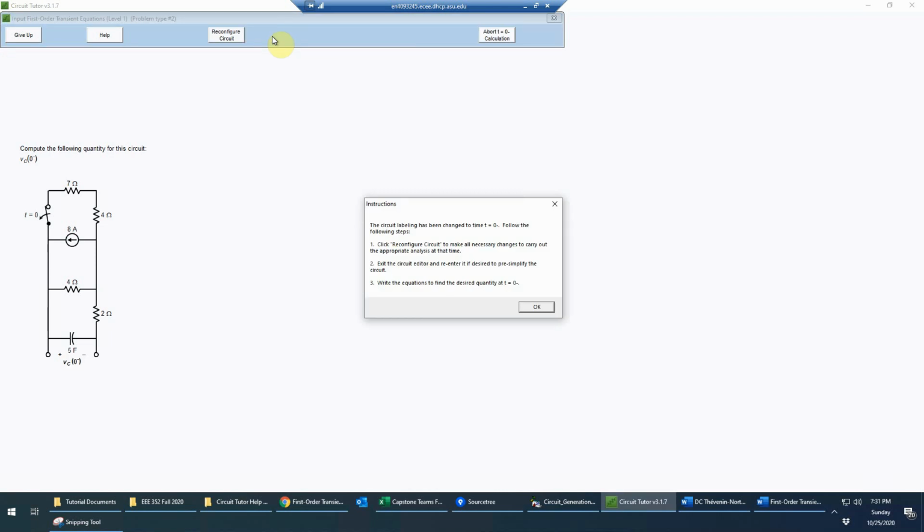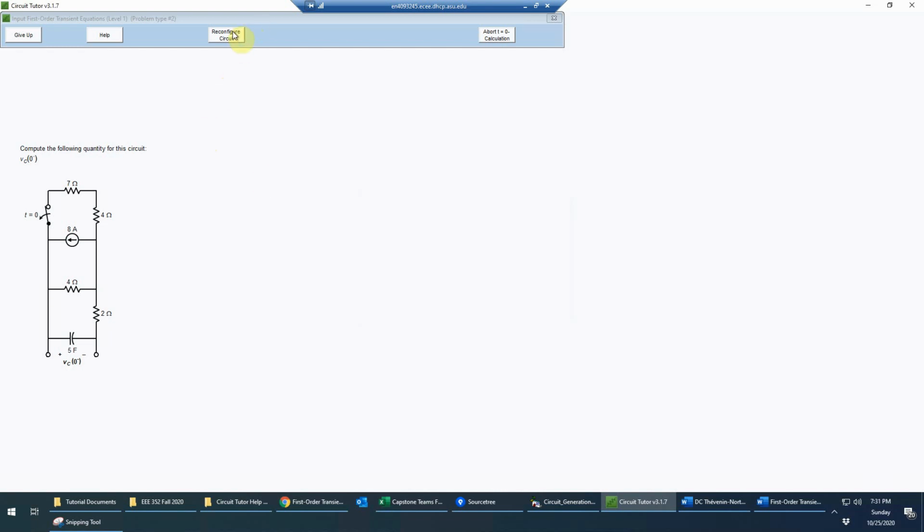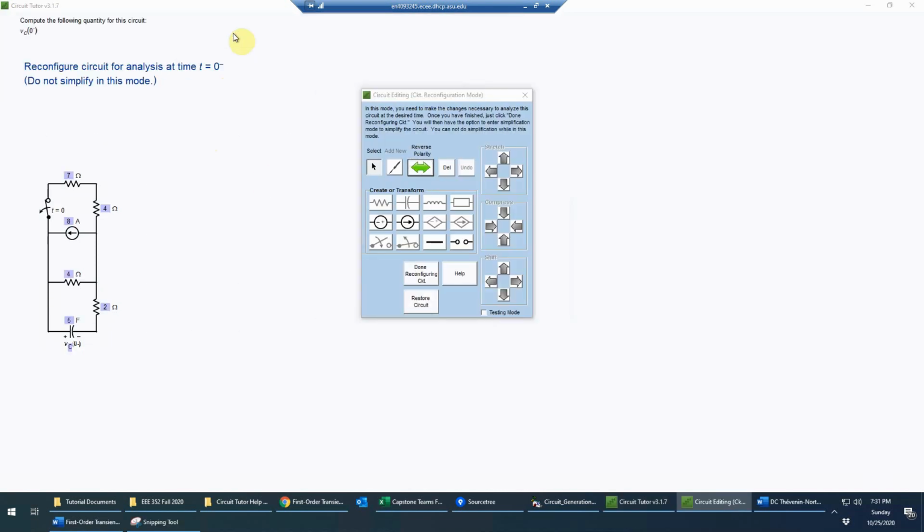That's just one instant before the switch is being opened here, and it gives us instructions. Basically, the first thing is always going to be to reconfigure the circuit at this t equals 0 minus, then to come out of the circuit editor and then perhaps simplify it and then solve the circuit at that instant in time. So our first step always is to reconfigure the circuit. So we just click on that button.